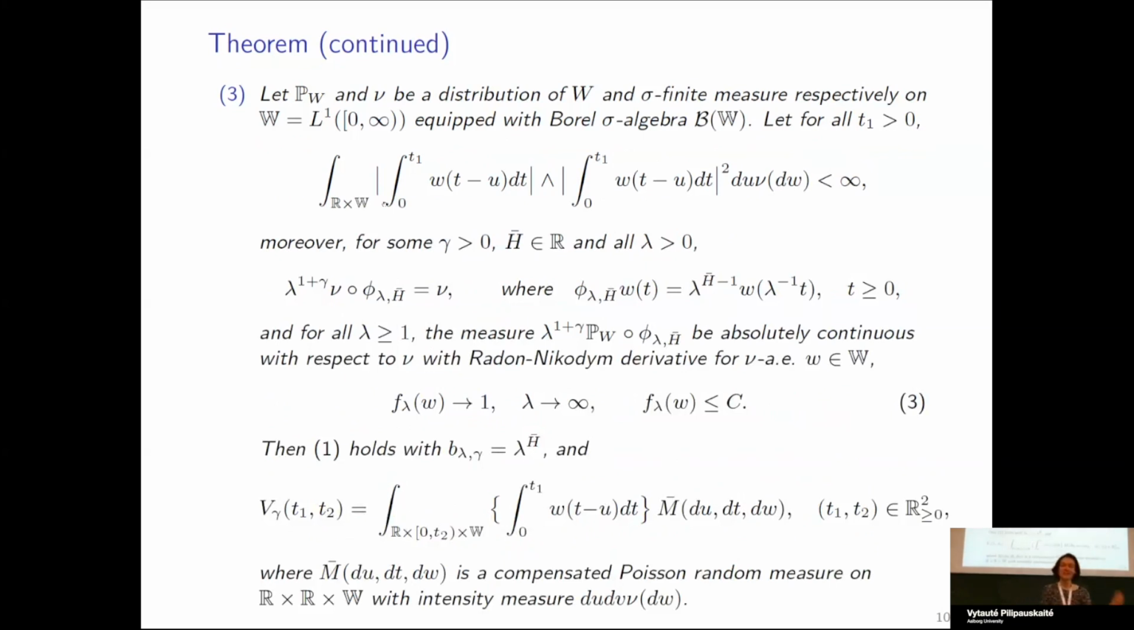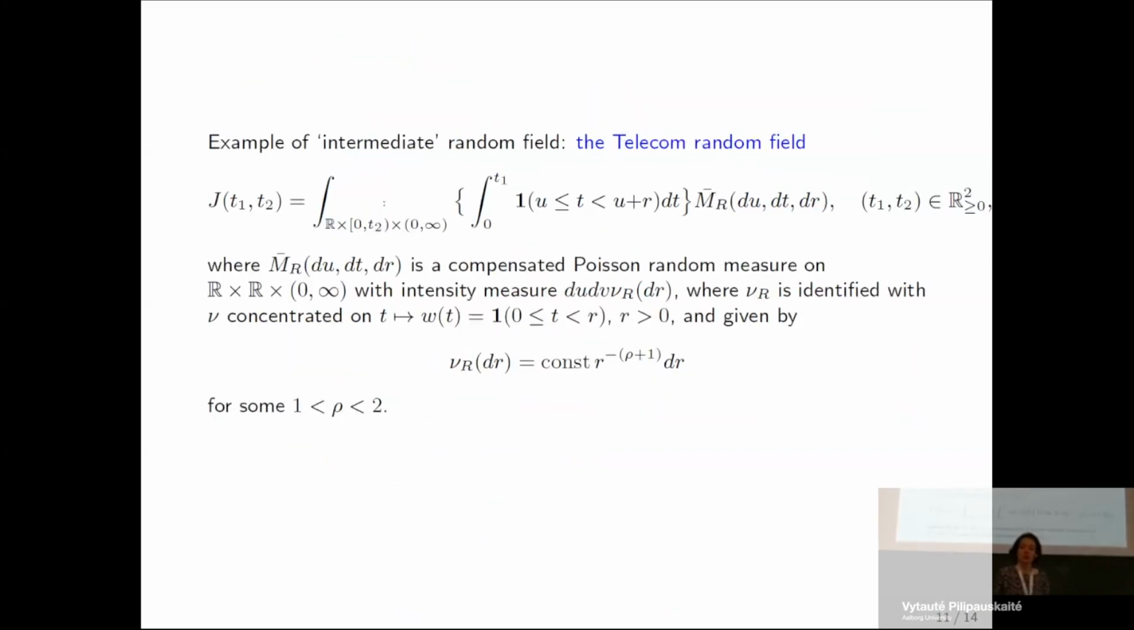I see that I'm slow, so I will not spend so much time on the conditions which give the intermediate random field. But they come actually from the work by Taqqu and Pipiras. Maybe the main message is that this intermediate random field has infinitely divisible distributions, and one can write it as a stochastic integral with respect to a Poisson random measure. So this is the example of the intermediate random field for the M/G/infinity queue, and in the literature it is termed the telecom random field.